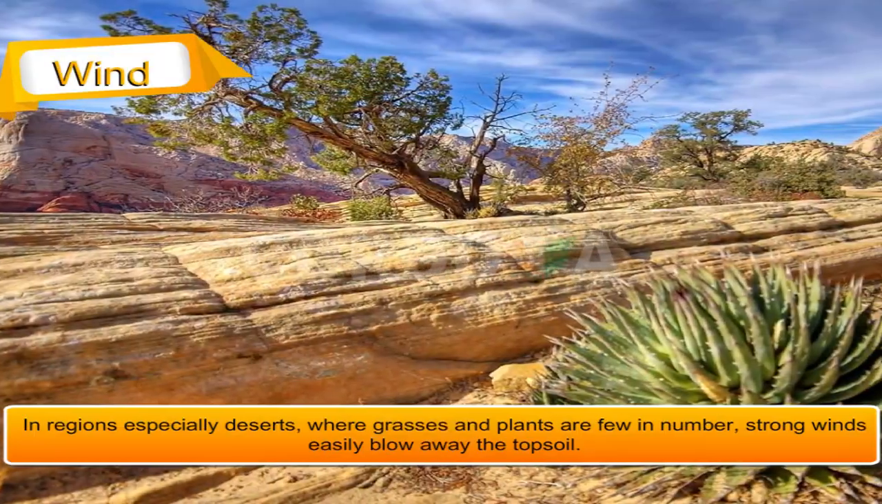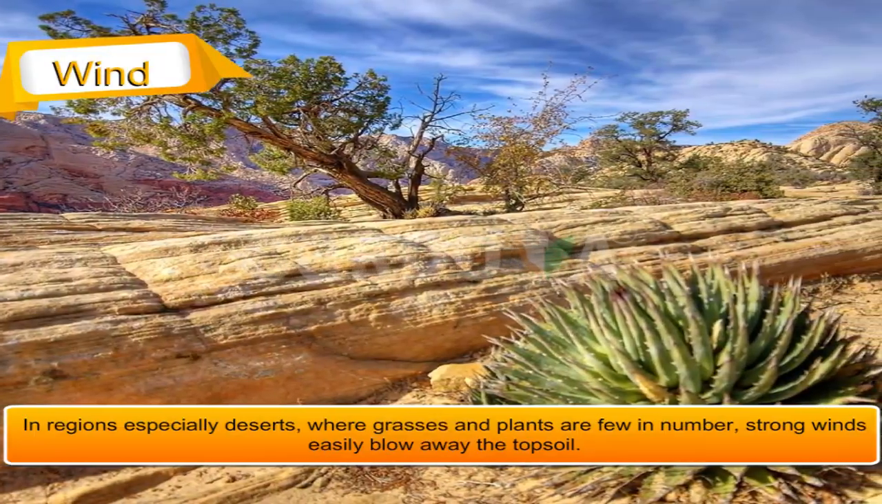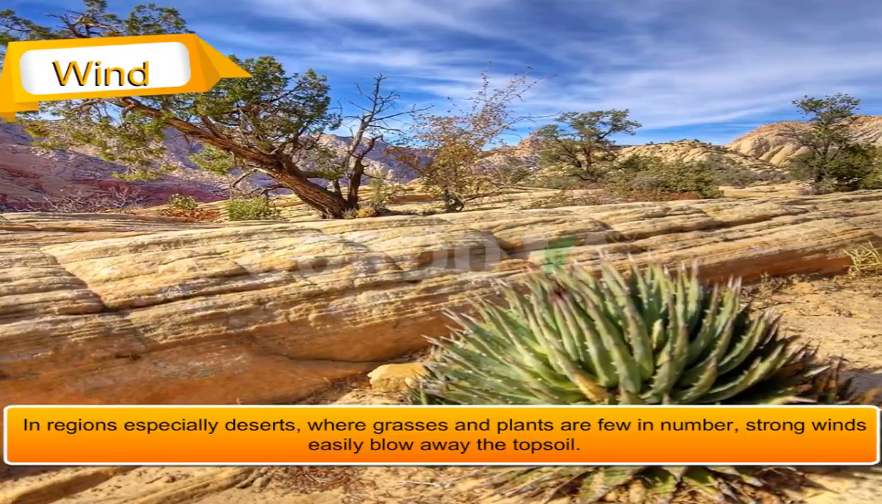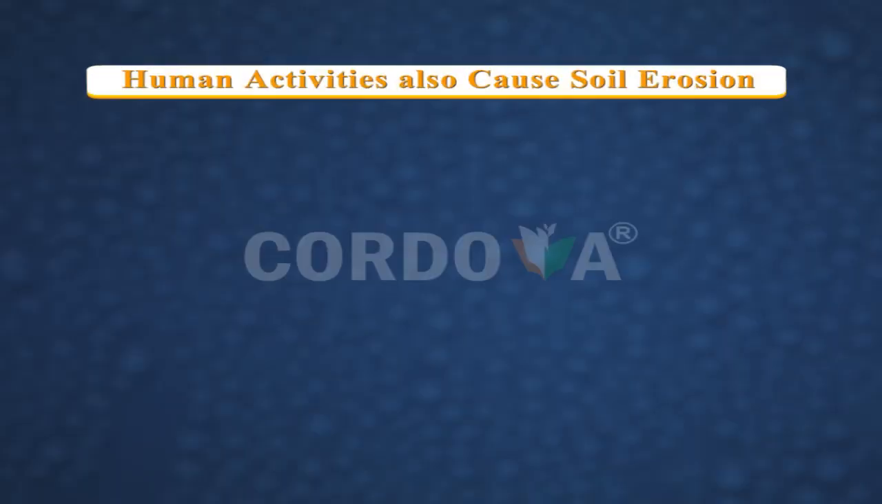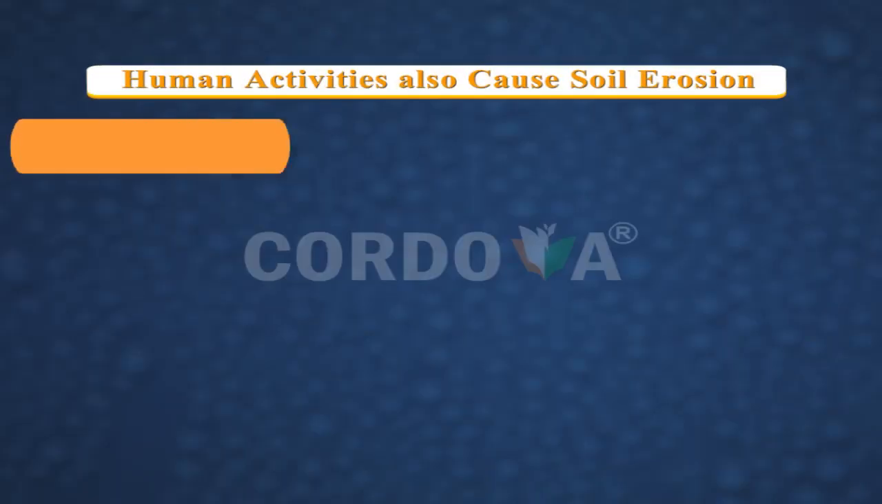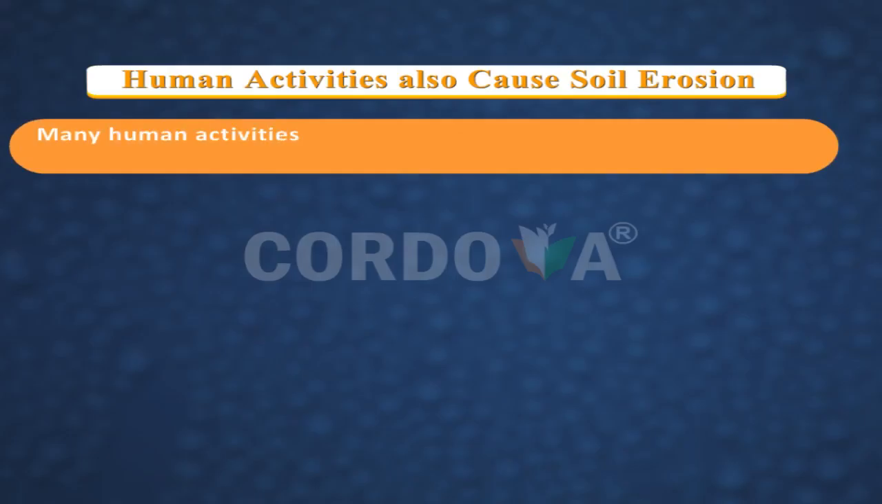2. Wind. In regions, especially deserts, where grasses and plants are few in number, strong winds easily blow away the topsoil. Human activities also cause soil erosion. Many human activities also cause soil erosion. Some of them are as follows.